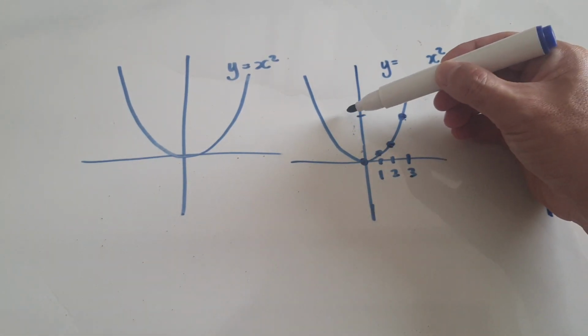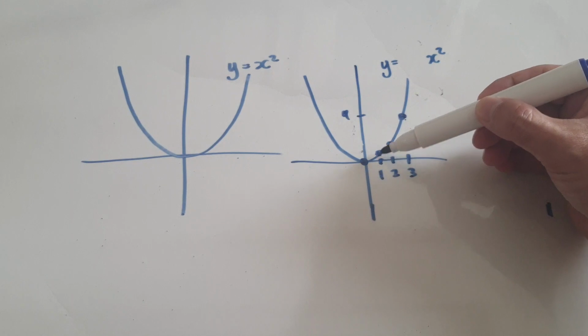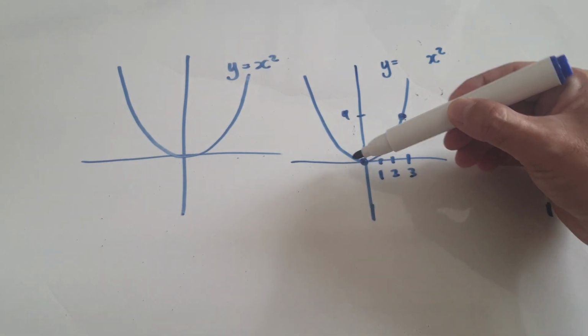3 squared would be 9. 2 squared, 4. 1 squared, 1. 0 squared would be 0 and so on.